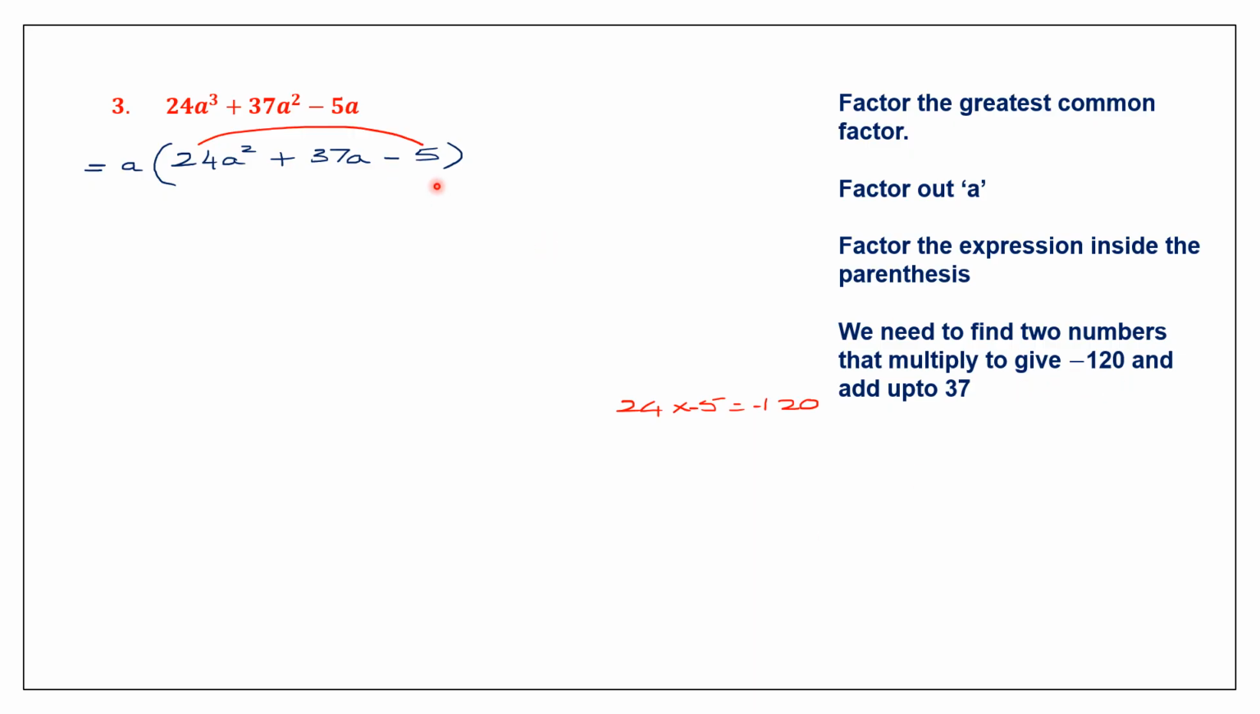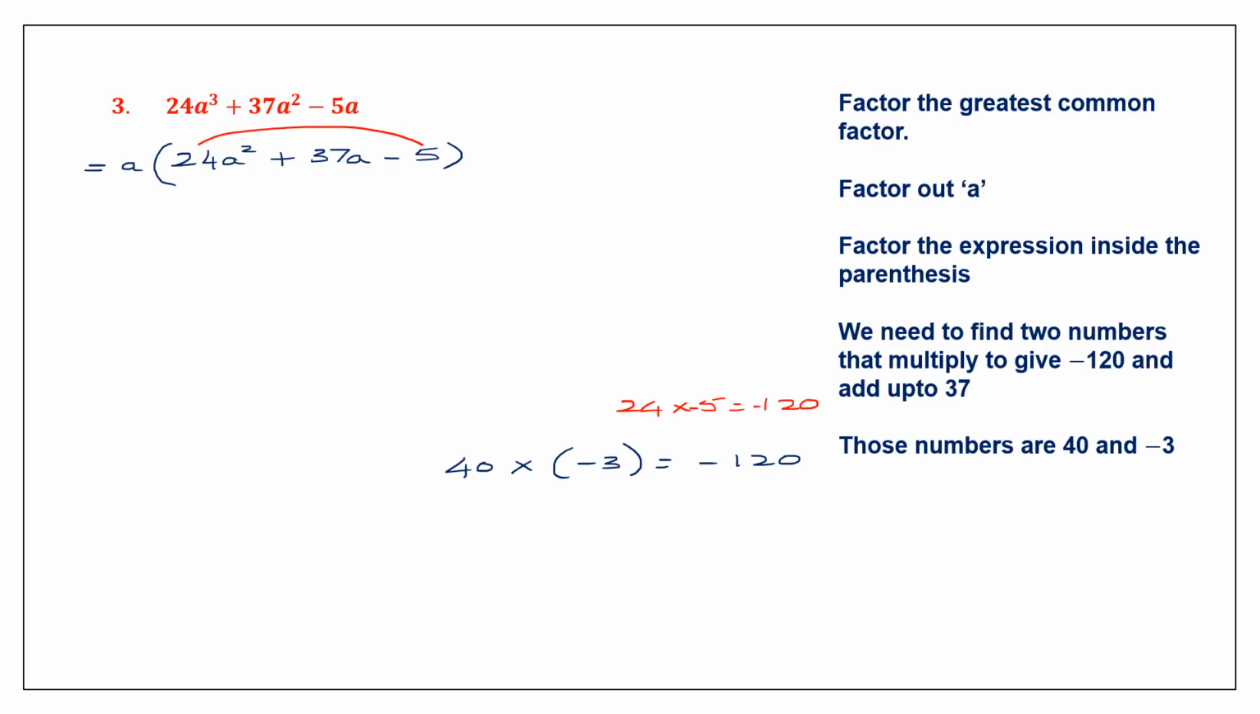So we need to get two numbers that will multiply to give us negative 120 and add to give us 37. Now we have to work out with different numbers and try and get that pair of numbers which will give us what we need here. Now when you try out in different ways, you will find out that those numbers are 40 and negative 3. Let's see if that works. So we are going to take 40 and multiply it by negative 3. What do we get? We get negative 120.